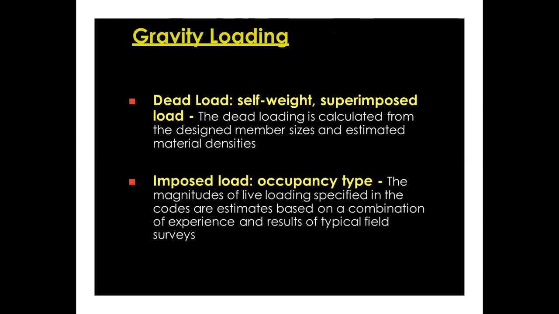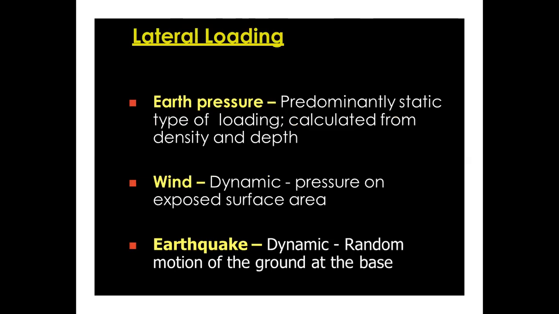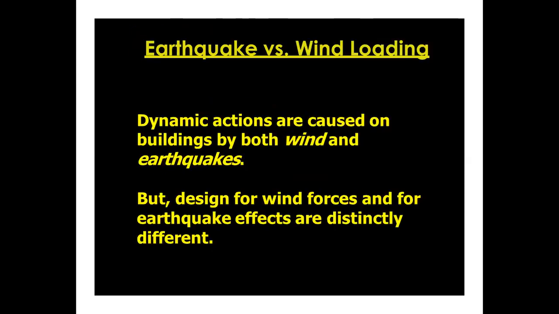Now, gravity loading. Dead load is considered as self-weight and superimposed load. The dead load is calculated from the design member sizes and its estimated material density. Imposed load depends on occupancy type; the magnitudes of live loading specified in the code are estimates based on a combination of experience and results of a typical field survey. Earth pressure is a predominantly static type of loading calculated from the density and depth. For wind, it is dynamic pressure on the exposed surface area. For the earthquake, it is dynamic random motion of the ground at the base.